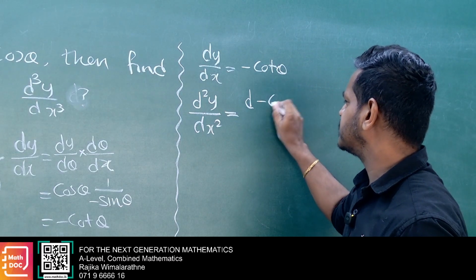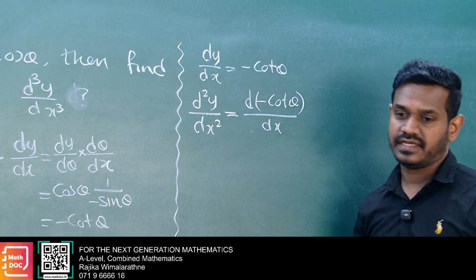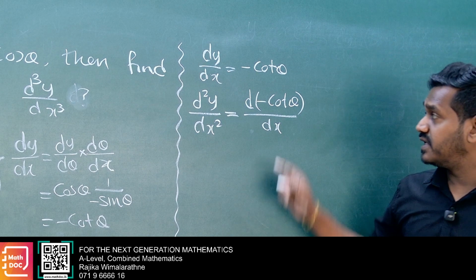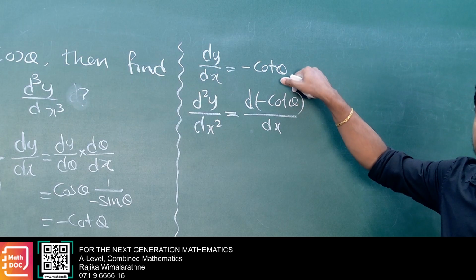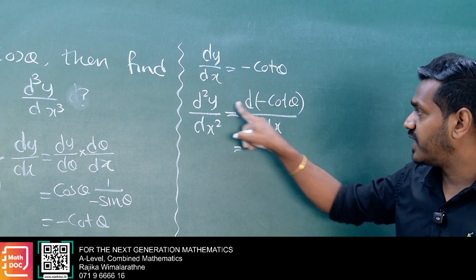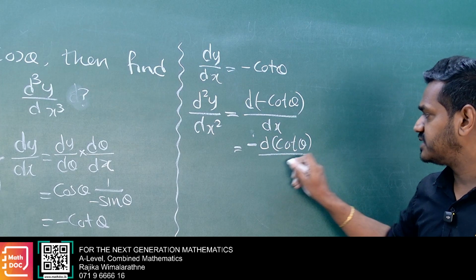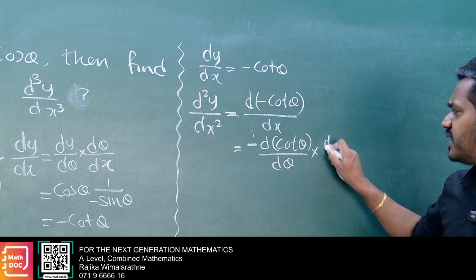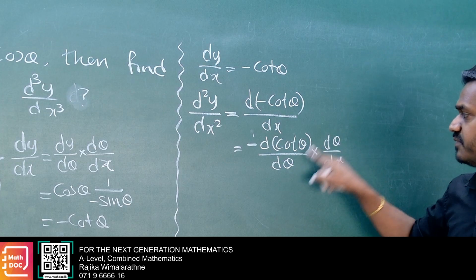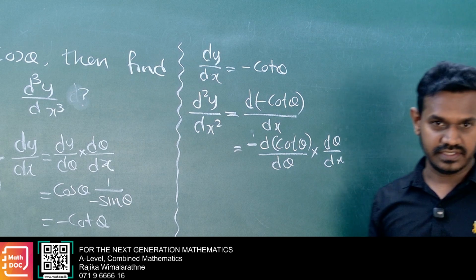Then write here d of minus cot theta divided by dx. You have to differentiate with respect to x again. But this contains theta, so we can't differentiate with x directly. Therefore you take the minus outside, d cot theta divided by d theta, multiplied by d theta divided by dx. The d theta cancels, and we get d cot theta over dx. That is what we call the chain rule.